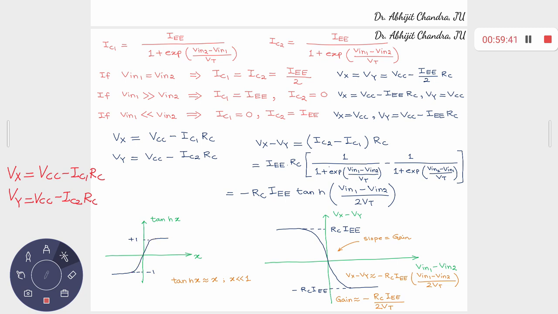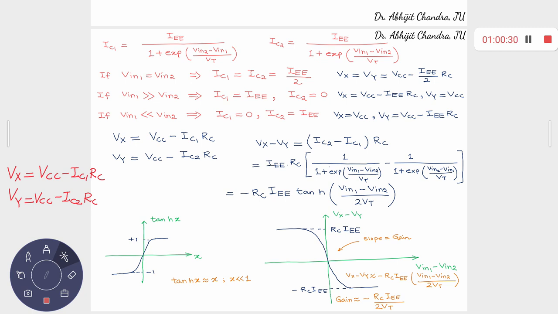Non-linear, tan hyperbolic x. That is equal to plus 1 when x is much, much greater than unity. And when x is much, much less than minus 1, then this tan hyperbolic is equal to minus 1. So it is bounded between plus 1 and minus 1. And tan hyperbolic 0 is equal to 0.